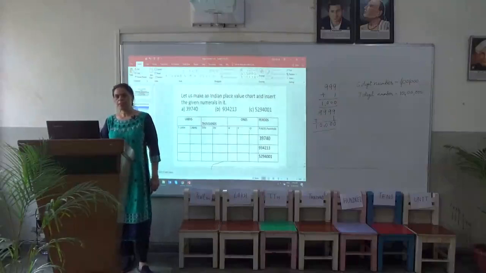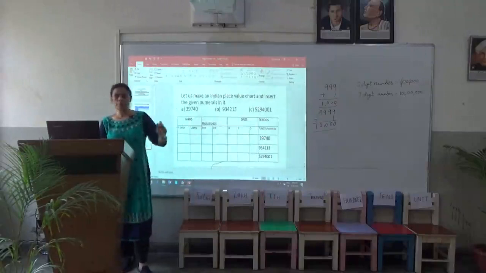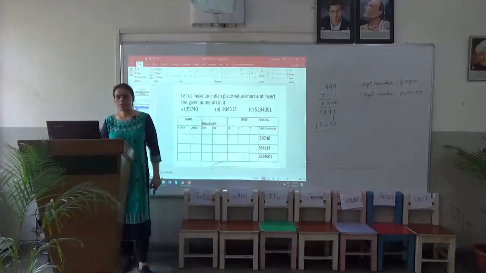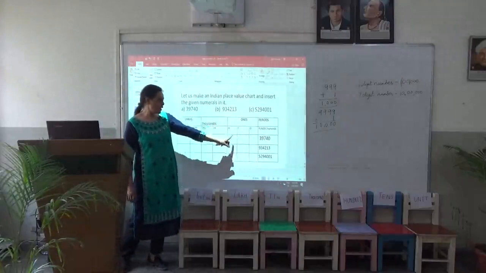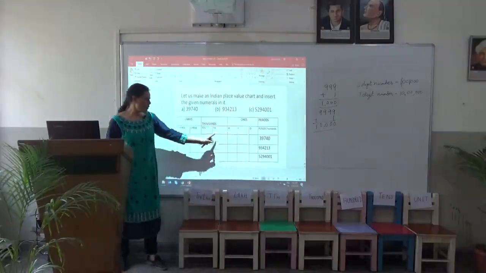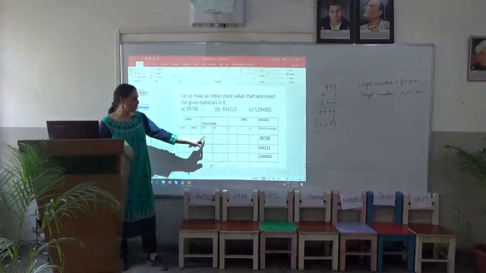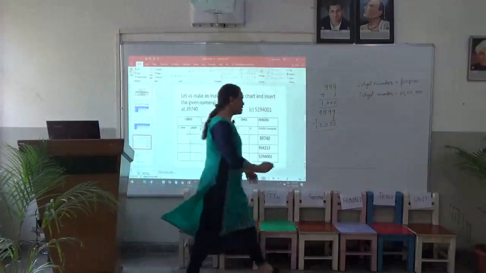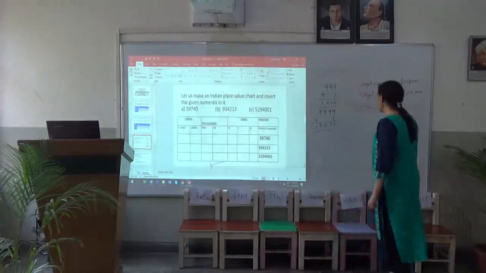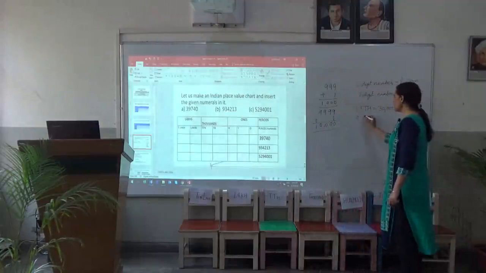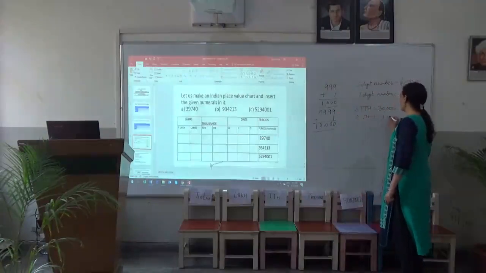Now let us make an Indian place value chart as we have given you. You will be making it in your notebook and inserting your numerals in the given chart. Where will we be placing this 0 under 1s, 4 under 10s, 7 under 100s place? Where would 9 go? Exactly under 1000s place and 3 will go under 10,000s place. So if you say 3 10,000s, how much that would be? Right, it is 30,000. And if you say 9 1000s, it will be 9,000.